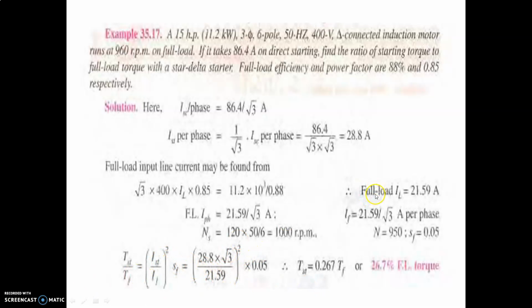So we are substituting all the values here. Directly IST, you know, is 28.8 amperes, IF is 21.59 divided by root 3, so that root 3 is taken to the numerator. And SF you are calculating. The speed of the motor is given as 960 RPM in the problem.